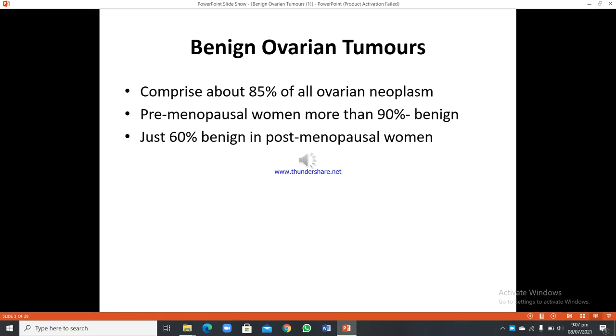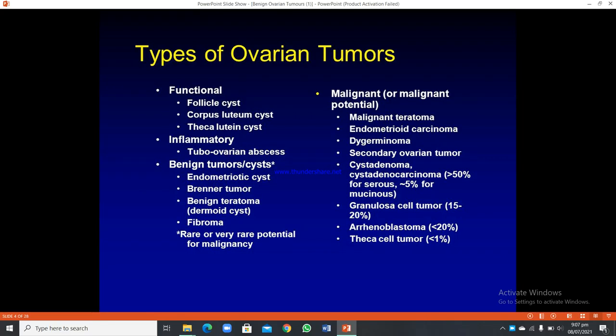In premenopausal women, more than 90% are benign, and just 60% are benign in postmenopausal women. The types of ovarian tumors you can see are: functional and inflammatory, benign tumors and cysts, and malignant or of malignant potential. Functional includes the follicle cyst, corpus luteum cyst, and theca lutein cyst. Inflammatory is the tubo-ovarian abscess. Benign tumors or cysts include endometriotic cyst, Brenner tumor, benign teratoma, dermoid cyst, and fibroma, with rare or very rare potential for malignancy.